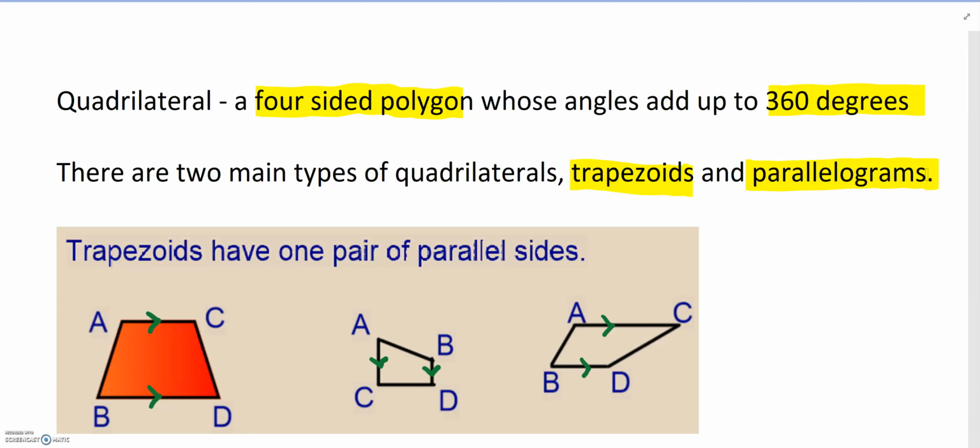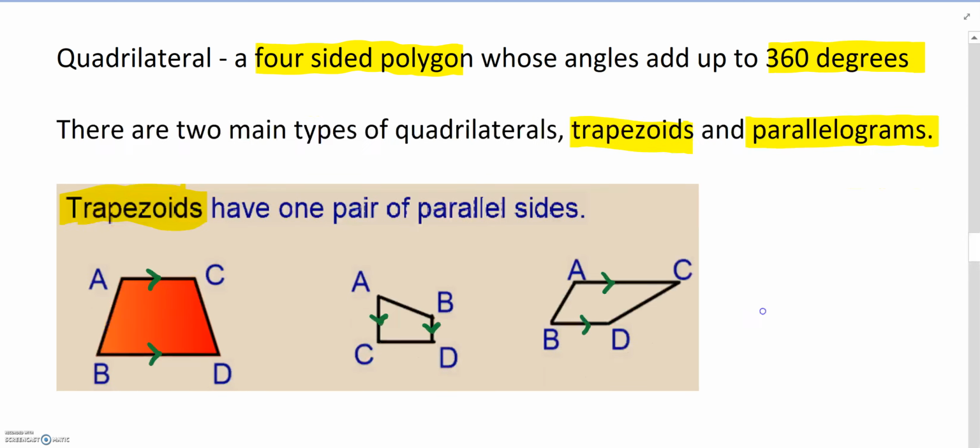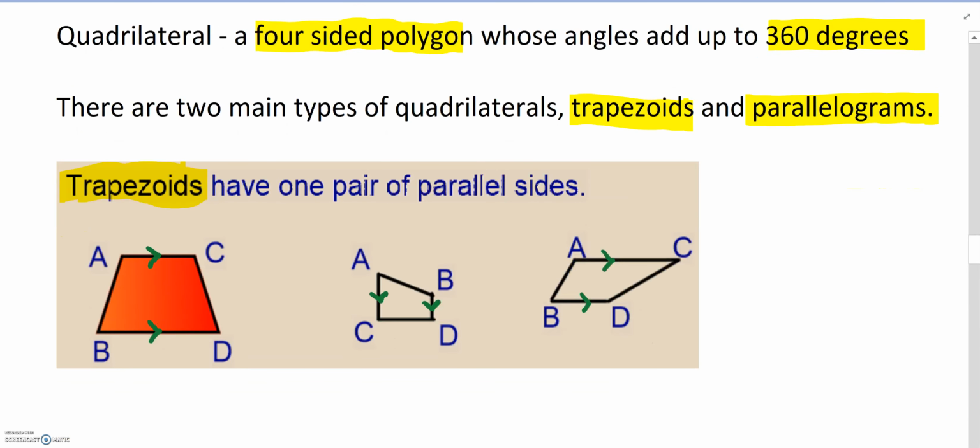So let's look at trapezoids as our first main type of quadrilaterals. Since a trapezoid is a quadrilateral, it has four sides. Let's look at some examples of trapezoids. Here we see three different trapezoids. They have these little arrows on them, and that notation lets you know that those sides are parallel to each other. So, trapezoids have one pair of parallel sides.